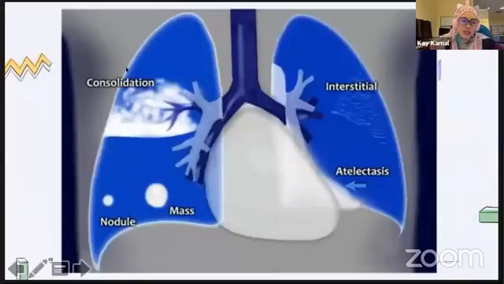So just fly through again. So we have a consolidation. We can have masses or nodules, interstitial changes, or atelectasis. Atelectasis means that it is some form of collapse. It could be a whole collapse or it could be a partial collapse.